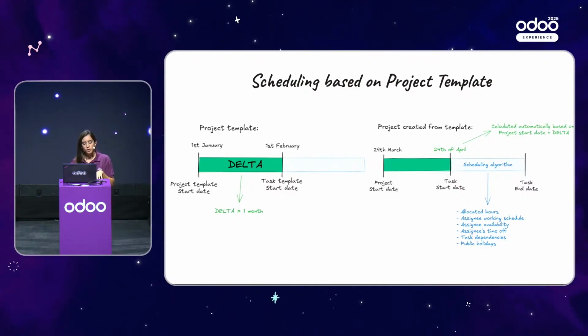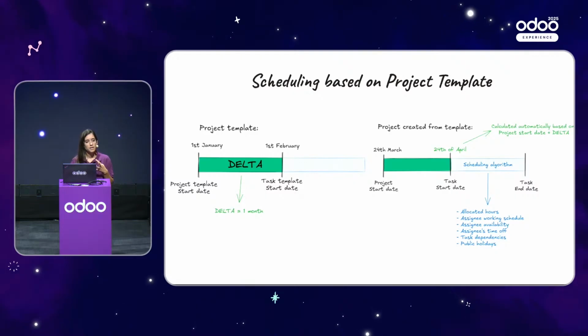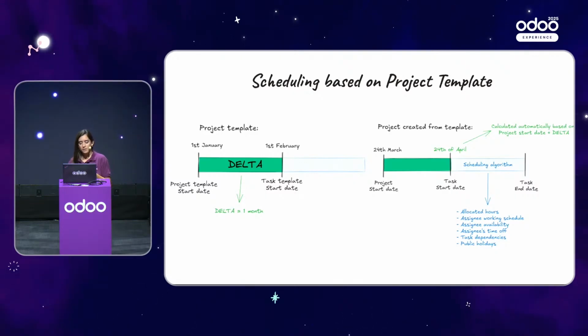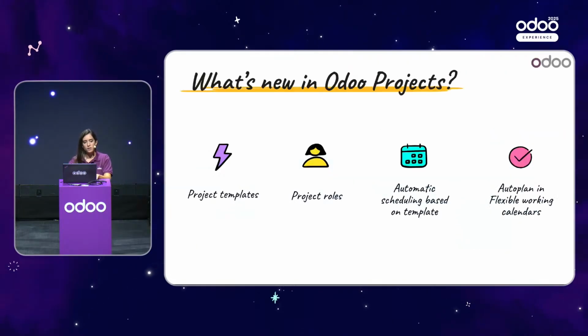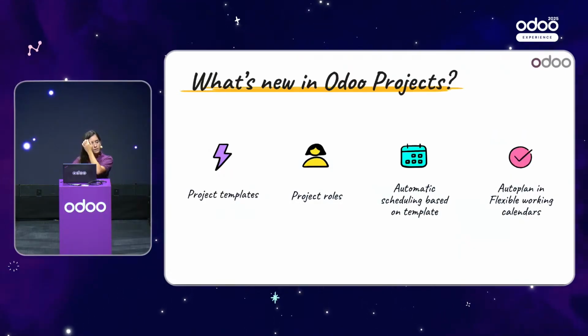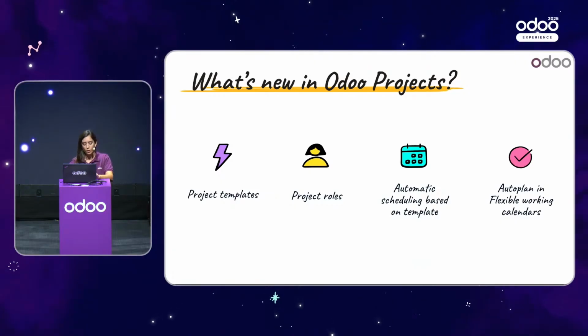For the ones that do not know this feature, it's a feature that allows you to plan your tasks based on the allocated hours of the task, the assignee working schedule, the assignee availability, so if he's busy with other tasks, their time off, the task dependencies, and it also considers the public holidays. And talking about the auto-plan feature, since version 19, the auto-plan feature also works with flexible working calendars. So if you have employees with flexible schedules, it will work as well.